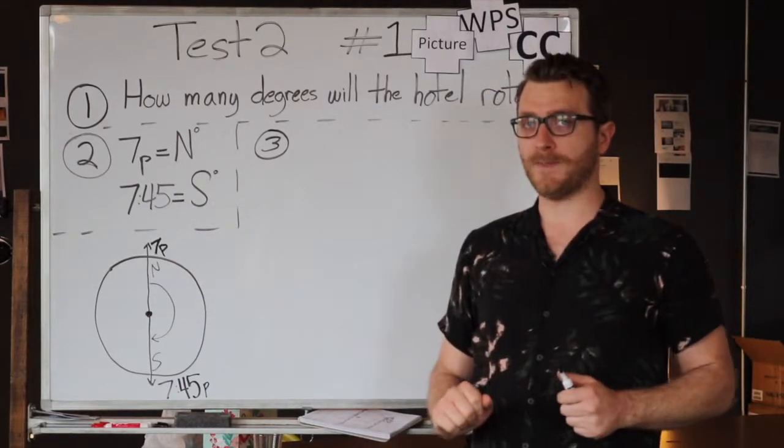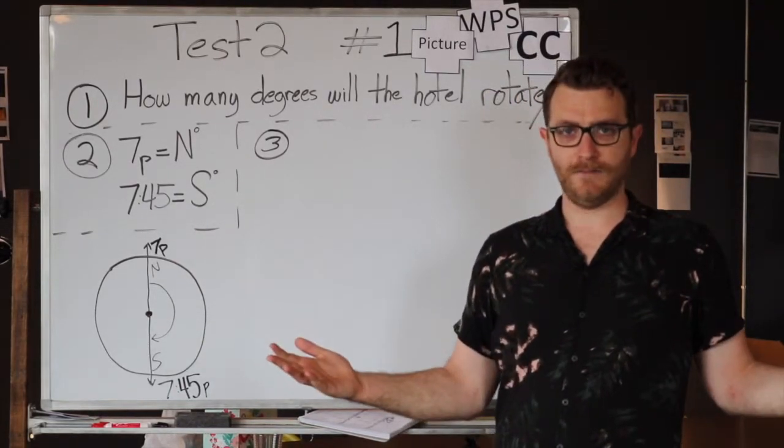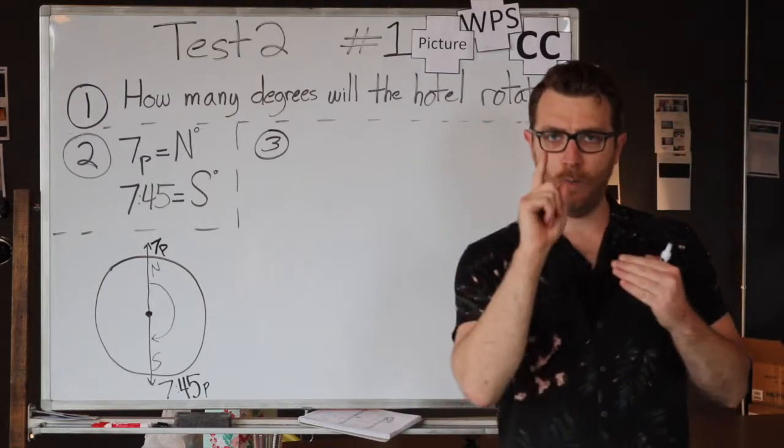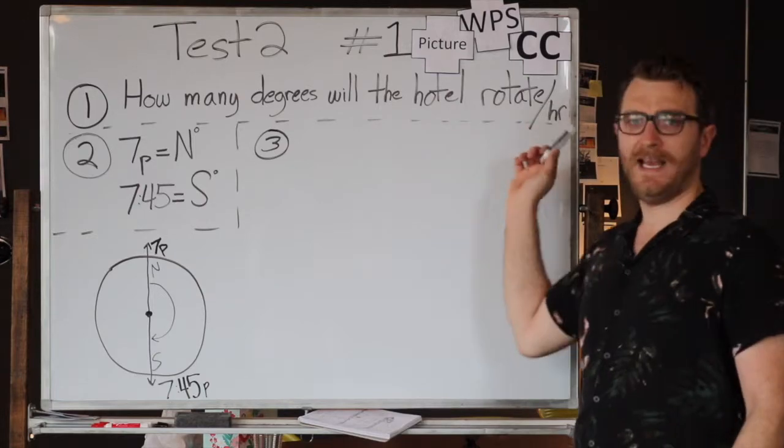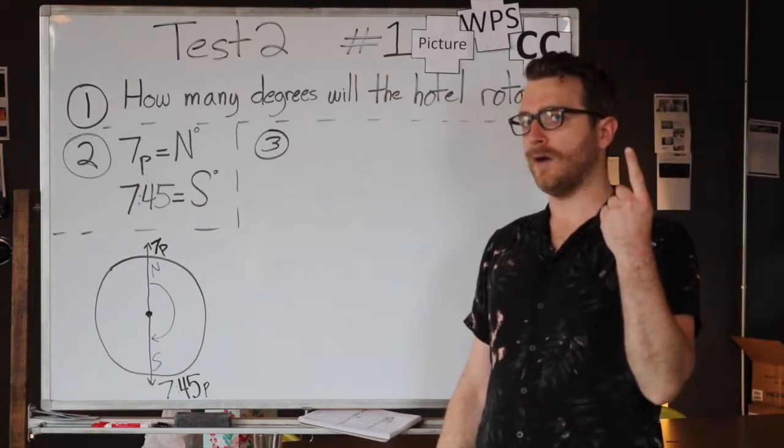Step 1 of the word problem strategy is, what are we trying to find? So you read through the question once and you find that. We're trying to find how many degrees will the hotel rotate in 1 hour.